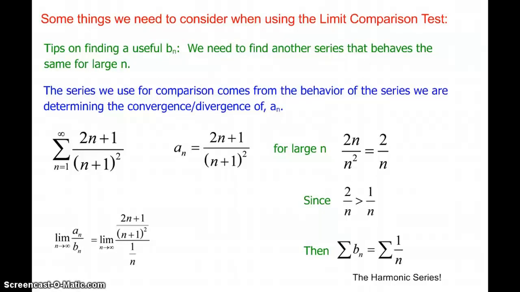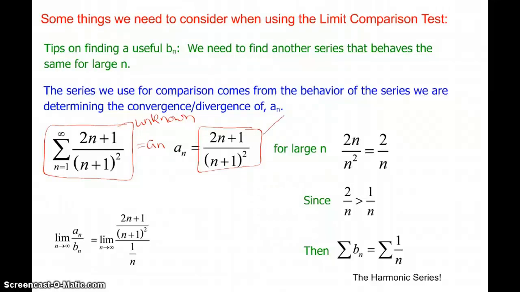You're going to have questions like this where they're going to give you a series. The unknown that they're asking you to prove convergence or divergence for, you're going to call a sub n. That's your unknown. You want to prove whether it is convergent or divergent. You are going to have to come up with a B sub n to compare it to inside the limit.